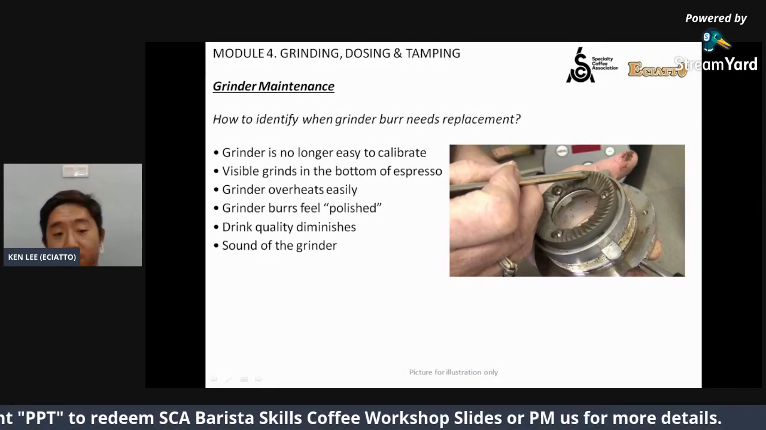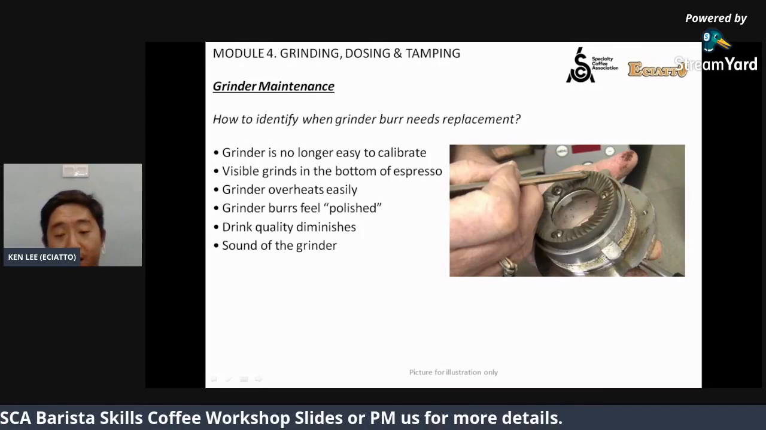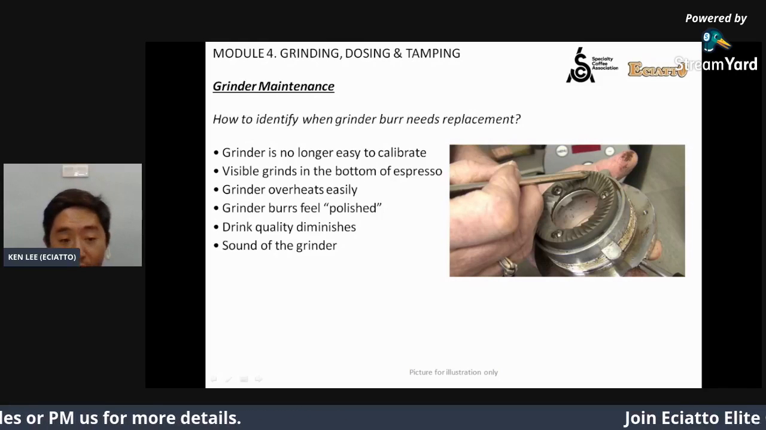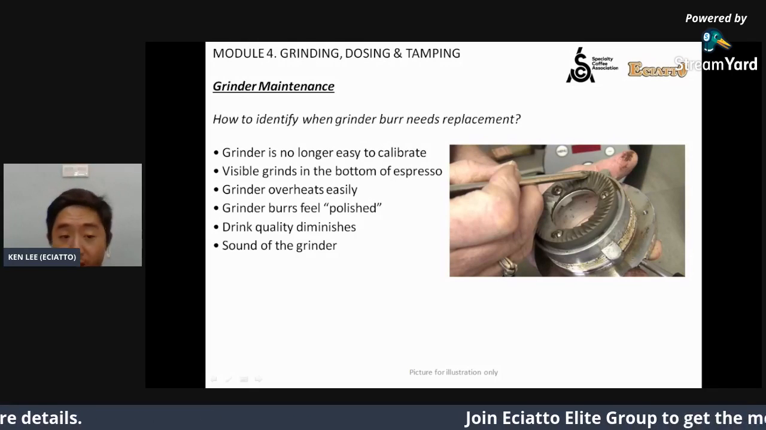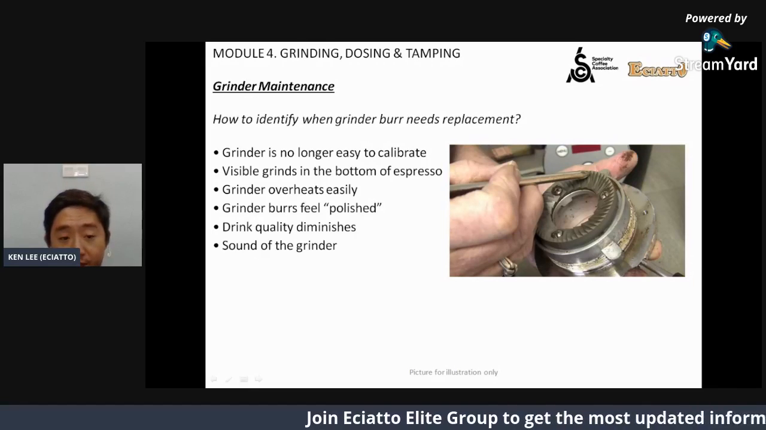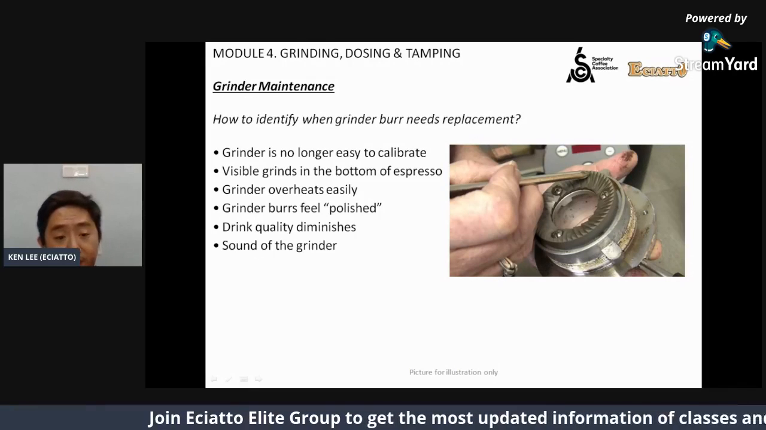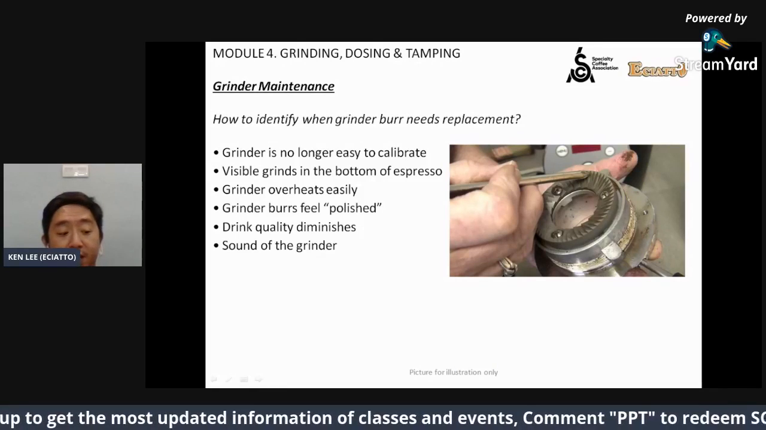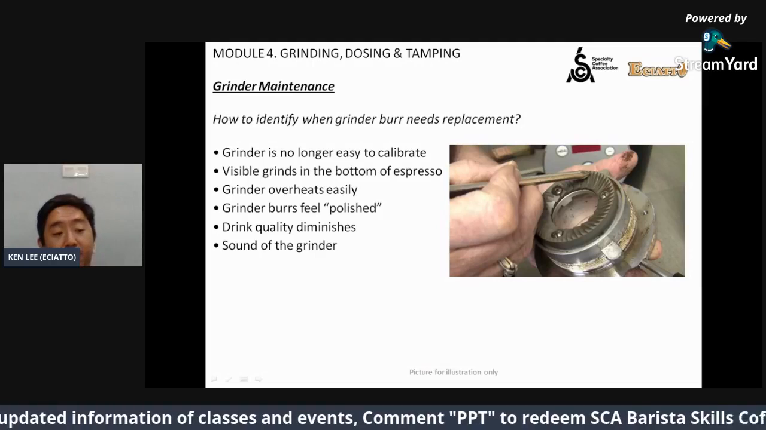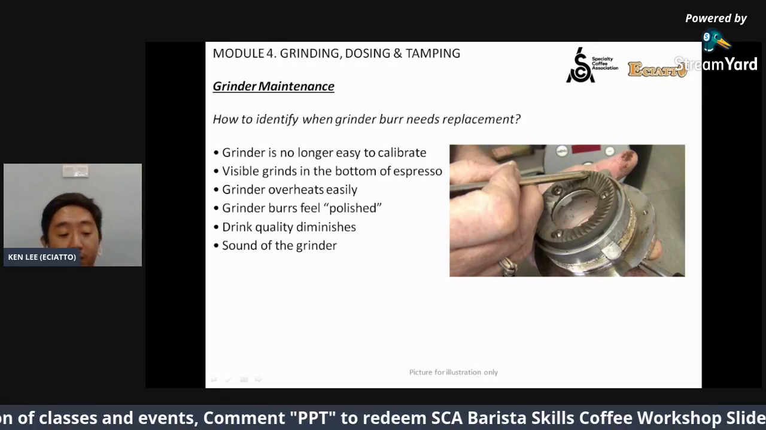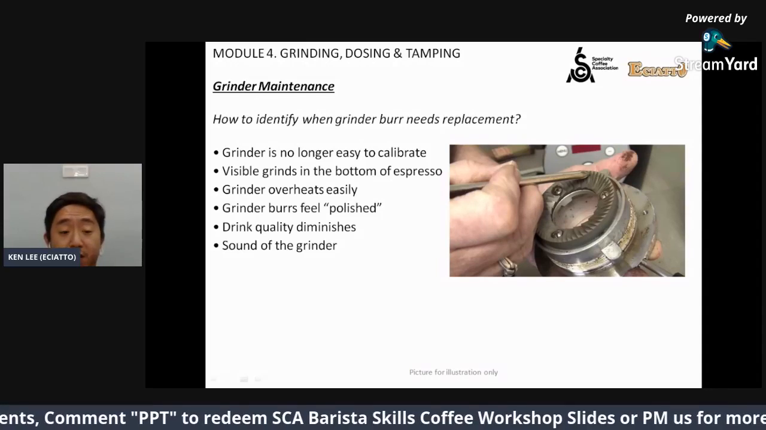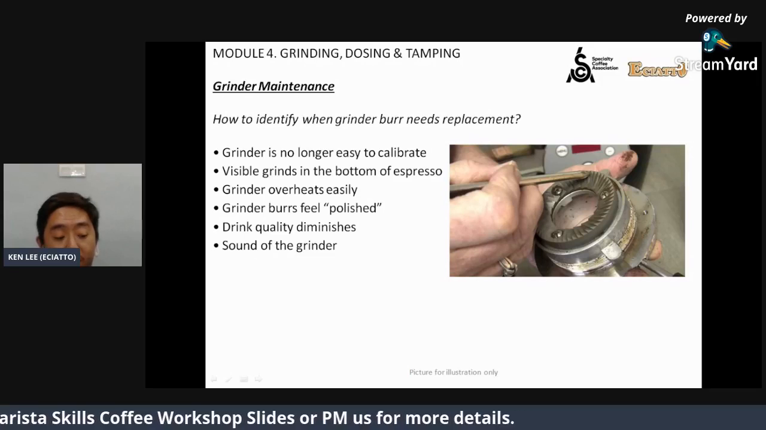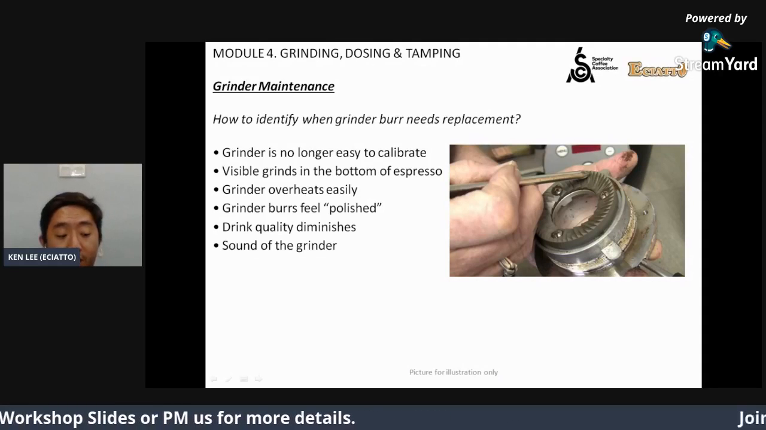First, the grinder is no longer easy to calibrate. It means you need to take a lot of time calibrating, or sometimes it goes haywire after you tune it, and you still get uneven grinding. Also, visible grinds at the bottom, and the espresso grinder overheats easily. If you only grind less than a kilo but your grinder feels burning hot, this would not happen when the grinder is new.